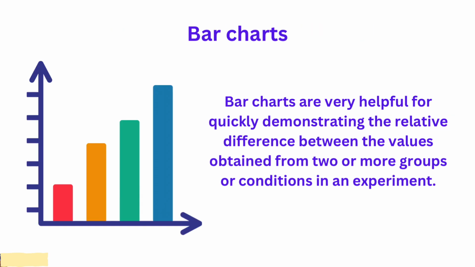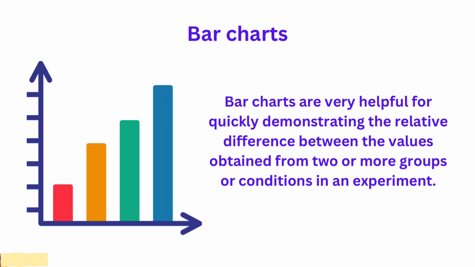First is bar charts. Bar charts are very helpful for quickly demonstrating the relative difference between the values obtained from two or more groups or conditions in an experiment. Now, often bar charts compare the mean, median or modal values obtained in two or more levels of the independent variable in experimental studies. But they can also be used to illustrate quantitative data from observational and self-report studies.